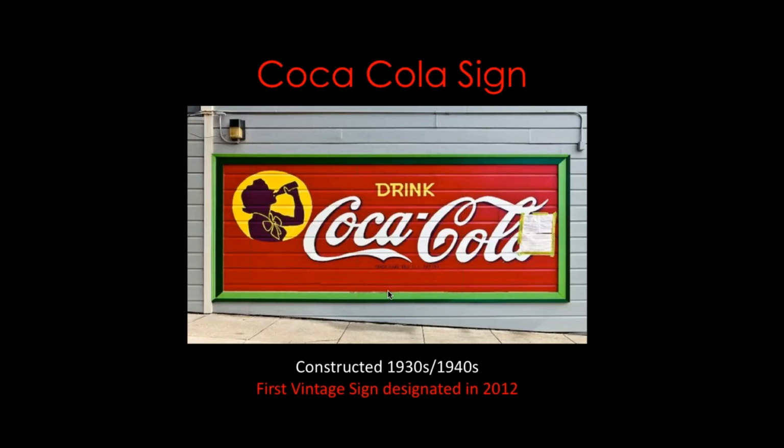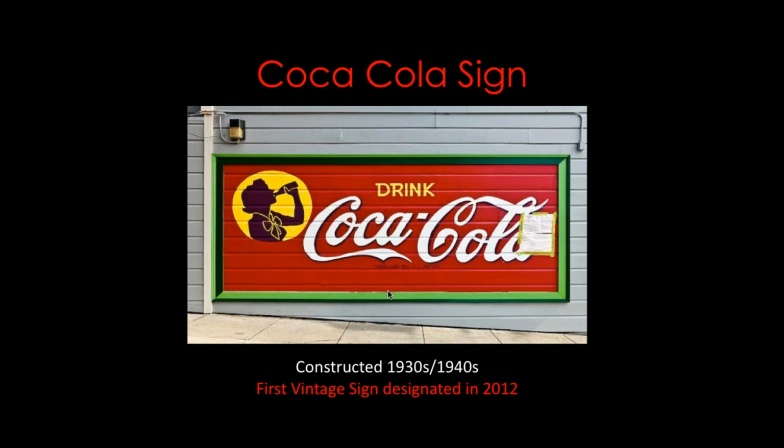So just to go into a couple of examples, this is the Coca-Cola sign in Bernal Heights. It's painted directly onto the side of a mixed-use building. It was the first vintage sign designated in 2012, after the amendments to the ordinance had gone through. We moved away from looking at historic sign districts and started implementing it more as a case-by-case individual vintage sign designation program. And so this one is interesting.